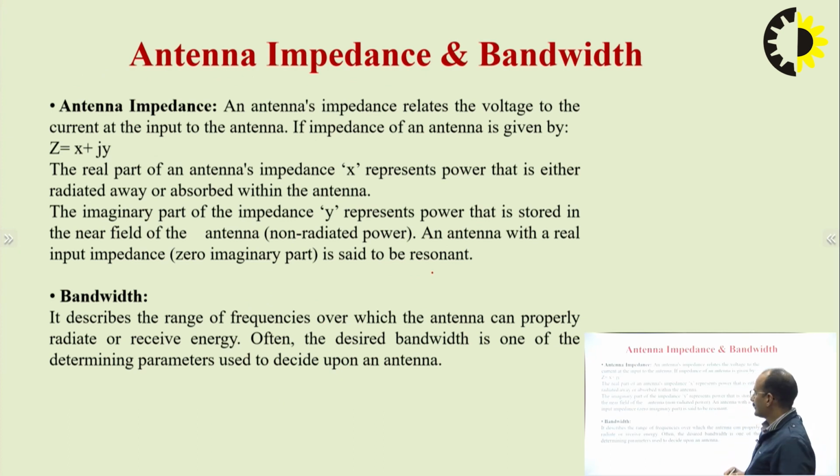Other than that, antenna impedance and bandwidth are also other parameters of antenna designing. Antenna impedance is related to the antenna resistance, and it is a complex quantity, x plus jy. The bandwidth is about the range of frequencies over which the antenna can properly radiate or receive energy.